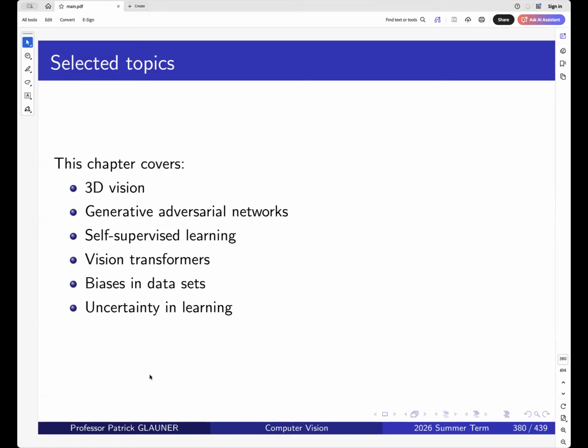We recorded it last year, but this year we're looking at biases in data sets and uncertainty in learning. And both of these subchapters will help you to build better, more reliable vision systems. And these topics are actually highly generic and they can be applied to so many other machine learning problems too, not just to vision.